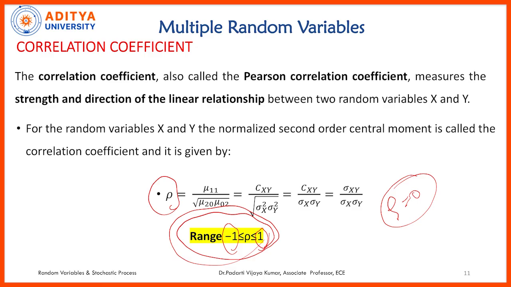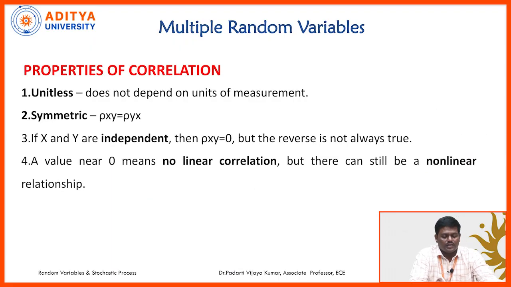So, the mathematical formula for rho is mu11 by root of mu02 into mu20. Mu11 is nothing but covariance of XY. Mu02 is sigma y square. Mu20 means sigma x square. The square root will give you the standard deviation of X and standard deviation of Y. Here, the value of the correlation coefficient decides the amount of correlation.